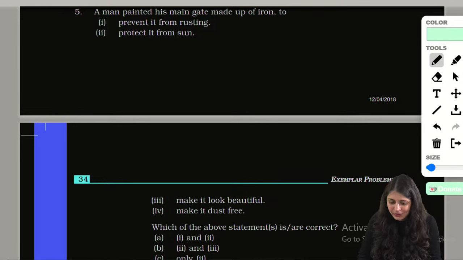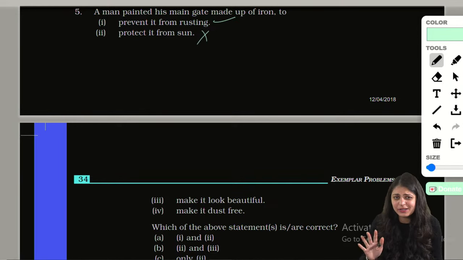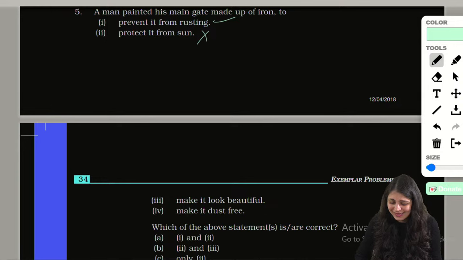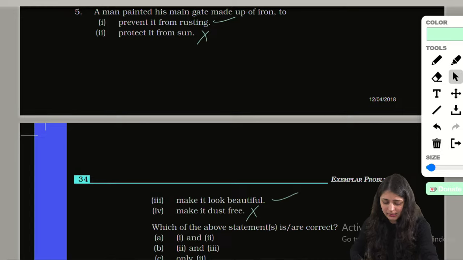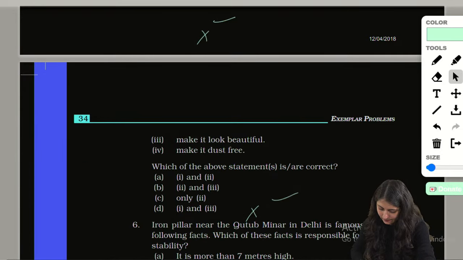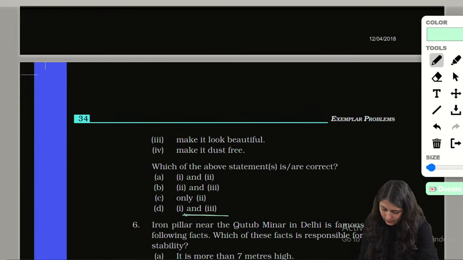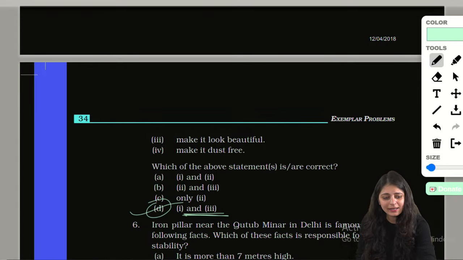तुम्हें ऑप्शन डी दिख भी रहा है? एवरीबडी वाज सेइंग ऑप्शन डी इन द चैट. फर्स्ट स्टेटमेंट इज करेक्ट, बिल्कुल रस्टिंग से प्रिवेंट हो जाएगा, करेक्ट. सन की प्रोटेक्शन नहीं हो रही उससे, ठीक है. टू मेक इट लुक ब्यूटिफुल, बिल्कुल ब्यूटिफाई करने के लिए है. डस्ट तो उस पर भी आ जाएगा, पेंट के ऊपर भी आ जाएगा. सो फर्स्ट एंड थर्ड स्टेटमेंट्स आर करेक्ट. नाउ लेट्स लुक एट द ऑप्शंस. फर्स्ट एंड थर्ड इज कमिंग हियर, ऑप्शन डी. ओके, इज दिस क्लियर टू ऑल ऑफ यू? यस, फर्स्ट एंड थर्ड आर करेक्ट. ओके, चलिए. सो ऑप्शन डी इज द करेक्ट आंसर.